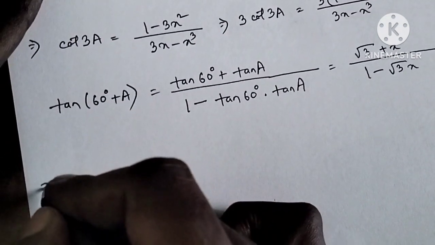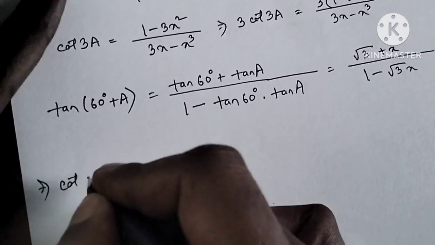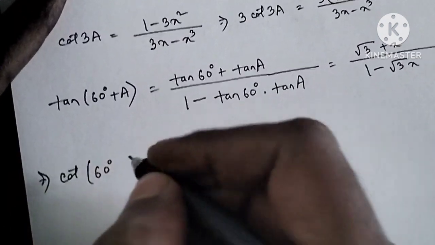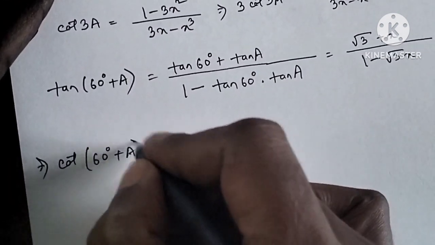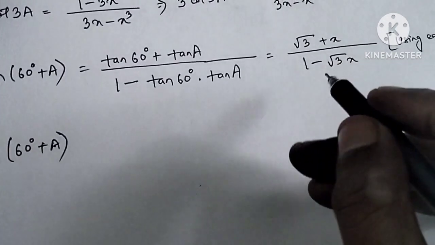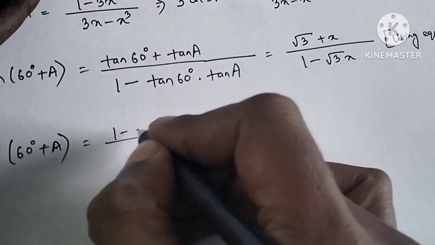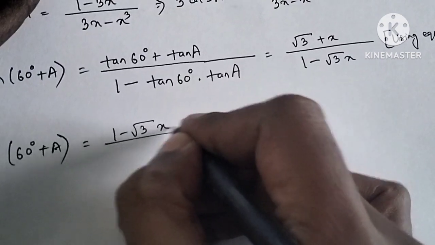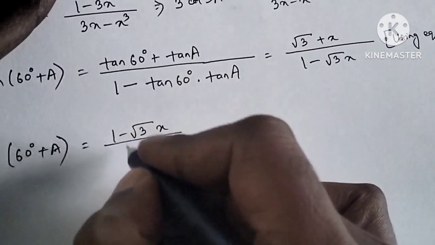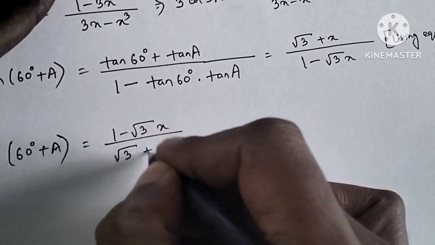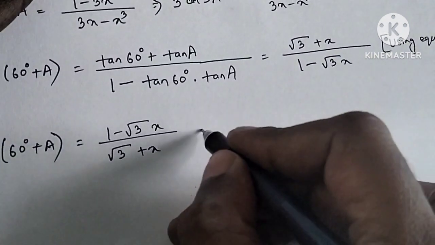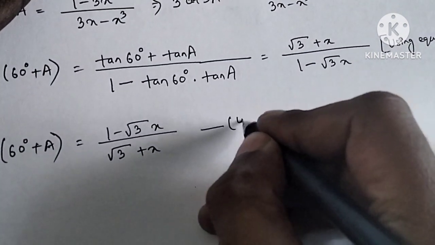So what will cot (60 degree plus A) be? This will go up: (1 minus root 3x) by (root 3 plus x). Name it as equation 4.